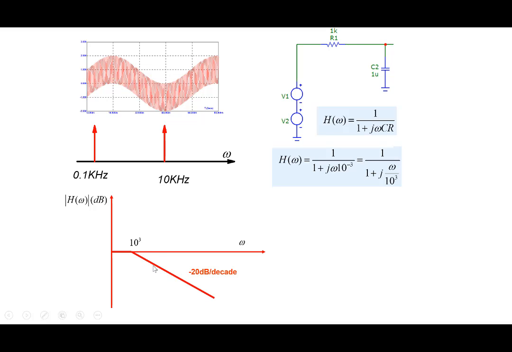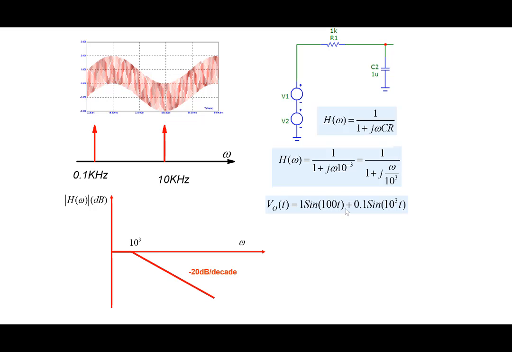So it means that approximately, because we know the graph is not exactly piecewise linear like this, we can say that the 10 kilohertz signal would be 20 dBs lower. It will get attenuated by 20 dBs. And 20 dBs, remember, is a factor of 10.